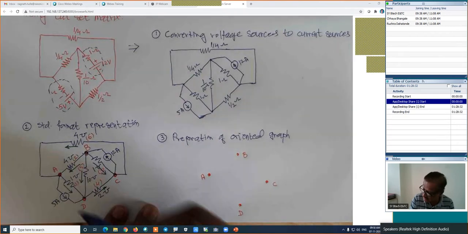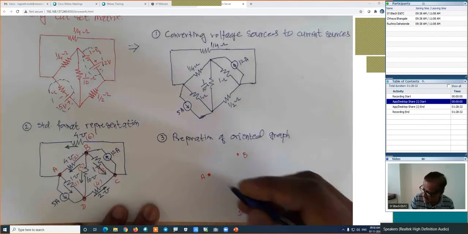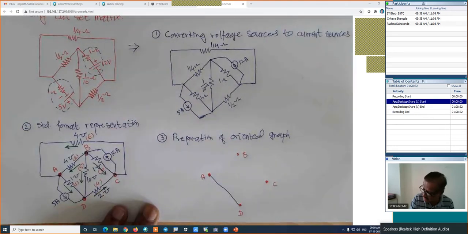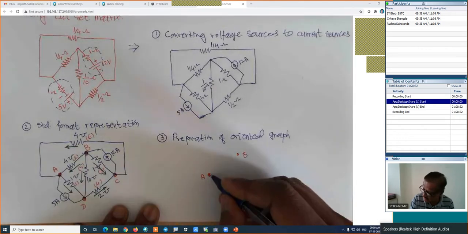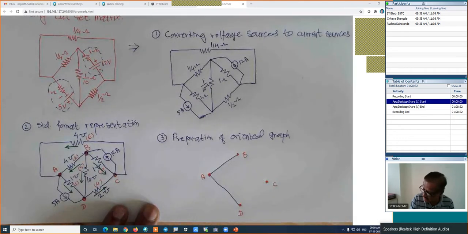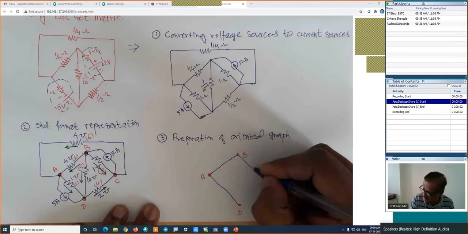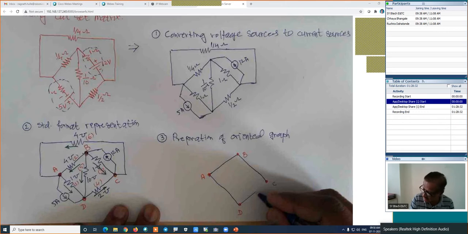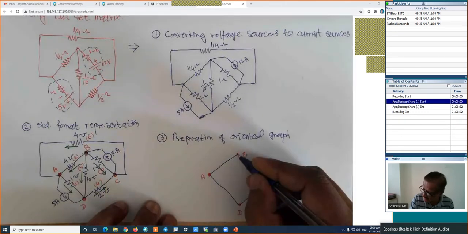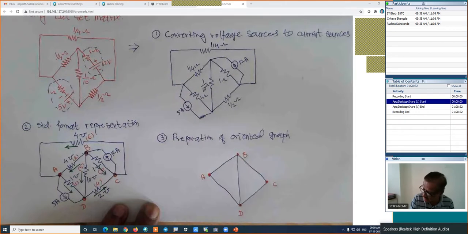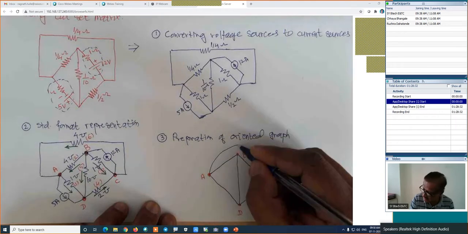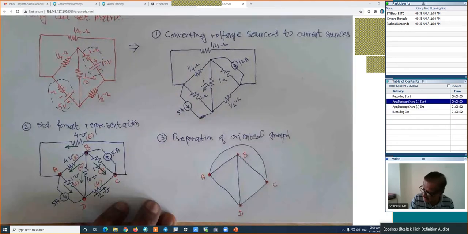This is branch number 1. I will connect branch number 1 here between A and D. This is branch number 2. Next is branch number 3, which we have shown. This is branch number 4. This branch is branch number 5. And last we have this outer side branch which I will show something like this, and that is branch number 6.